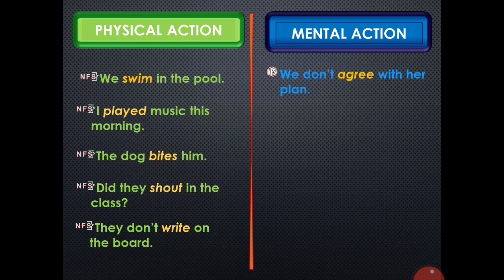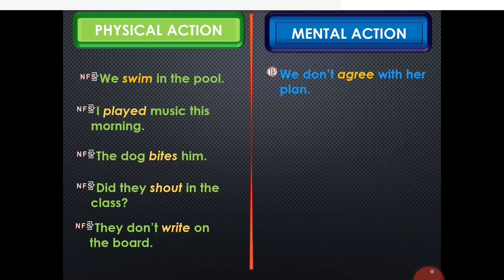We do not agree with her plan. In order to agree with something, you have to think it first in your head. You have to decide it in your mind, right? If someone asks you to go somewhere, you think it in your head and you say yes, I will come. So that means you agree. First you think about it in your head, so it's a mental action. If you don't agree also, you think it in your mind and you say, no, I don't want to come. Like that.